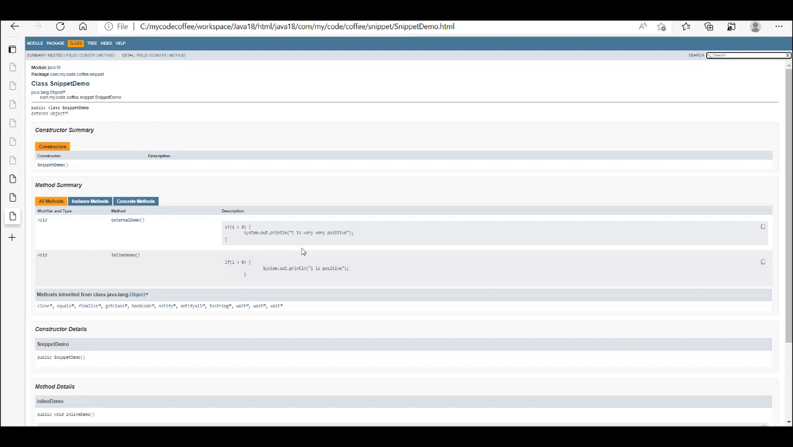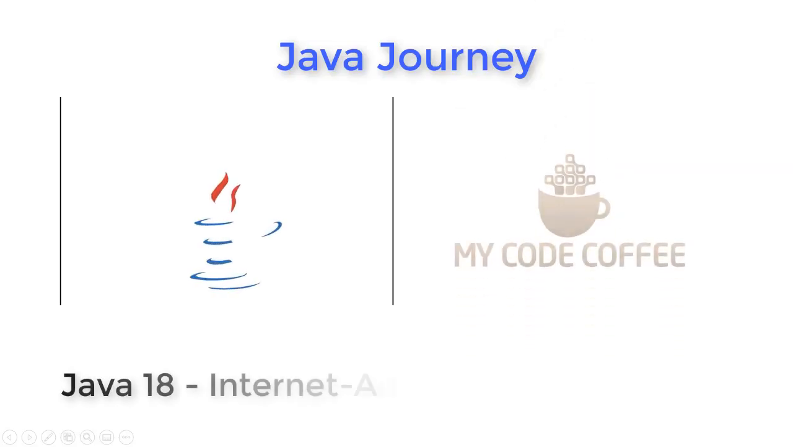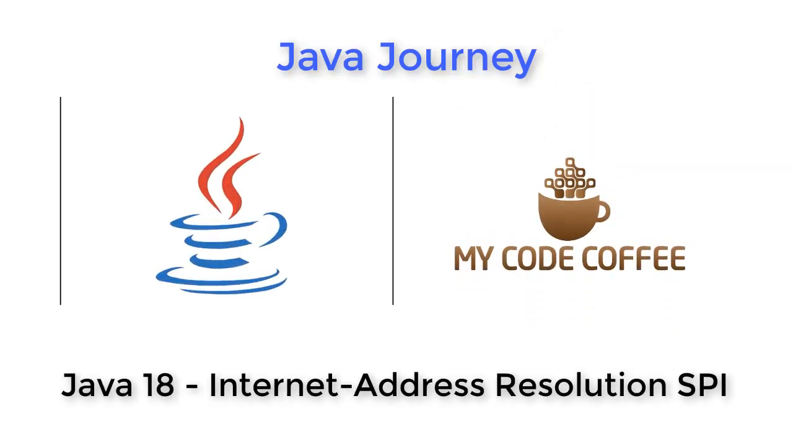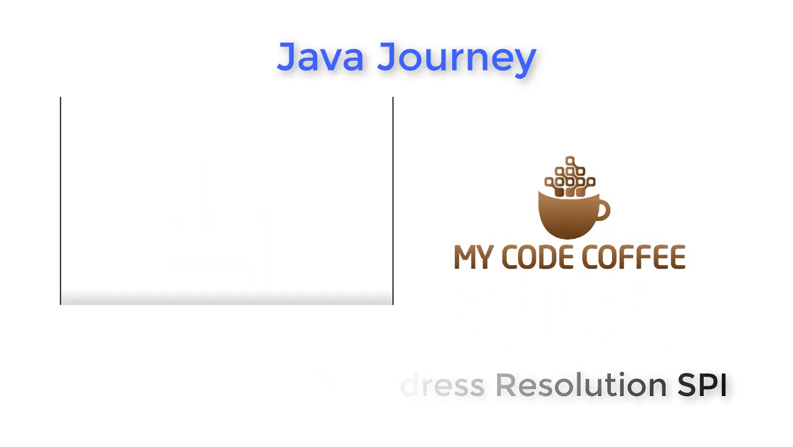You can refer to the document related to snippet, but these are the basic things, like how you place this snippet of code using inline snippet or external snippet. Now let's discuss the next feature of Java 18, which is internet address resolution using service provider interface.